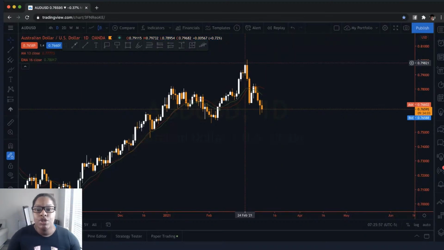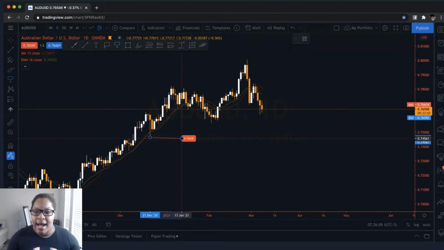What we're going to do is pay attention to the last two higher highs and the last two higher lows, because that is what helps create the trend. If I notice the extreme moves, we have a higher low down here.